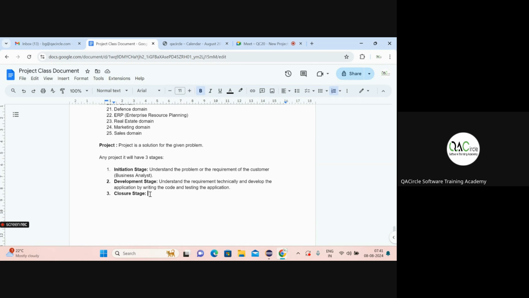So in the closure stage, I can say it is the closure of the project or the application. So these are the stages. Take any particular project: initiation stage, development stage, and closure stage. All right. Any doubts here, guys, whatever you understood with respect to project?